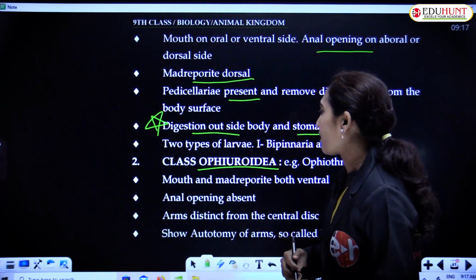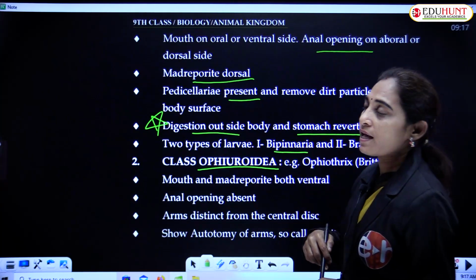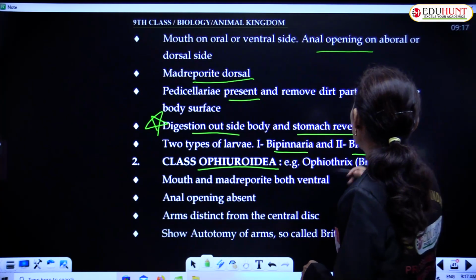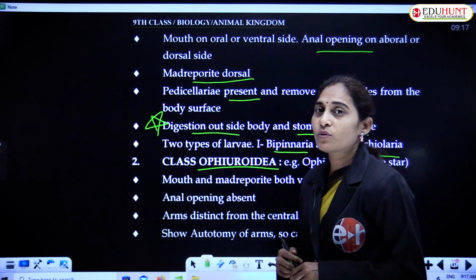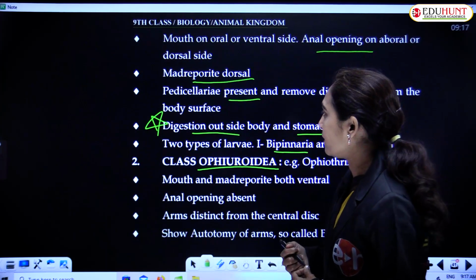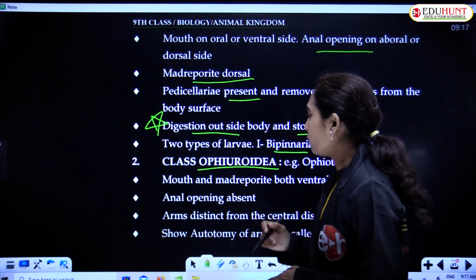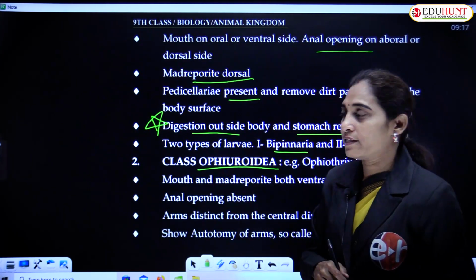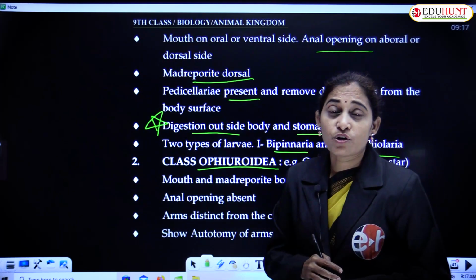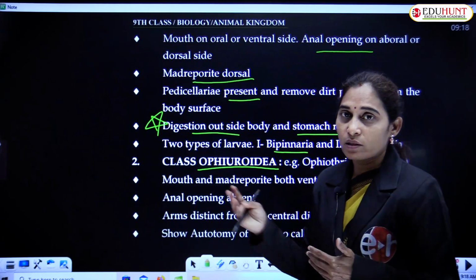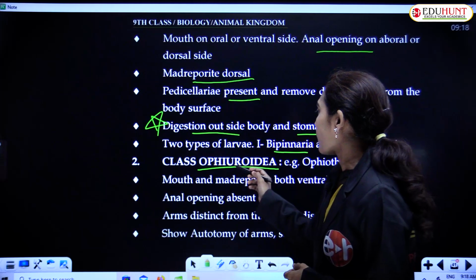And two types of larvae are present. One is bipinnaria larva and the second one is brachiolaria. These are the two different types of larvae seen in echinoderms of this class Asteroidea. I'll show you the examples, pictures of all the animals.